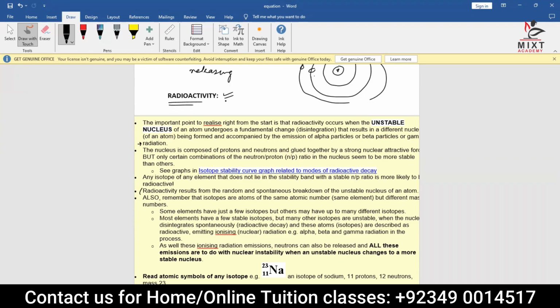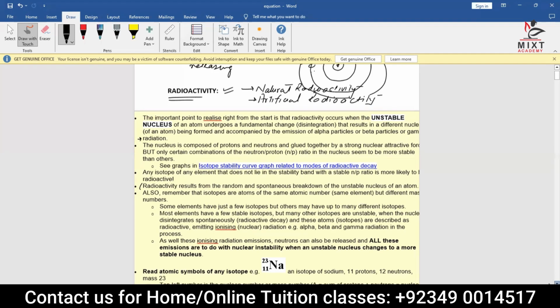There are two types of radioactivity. One is natural radioactivity and the other one is artificial radioactivity. Now remember that we are talking about the natural one, not the artificial one. Natural radioactivity will happen in atomic numbers more than 91, 92. Okay.